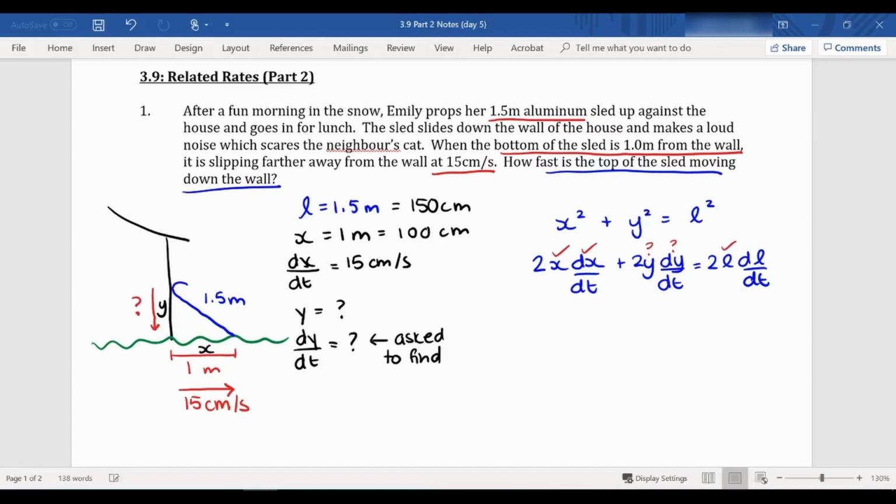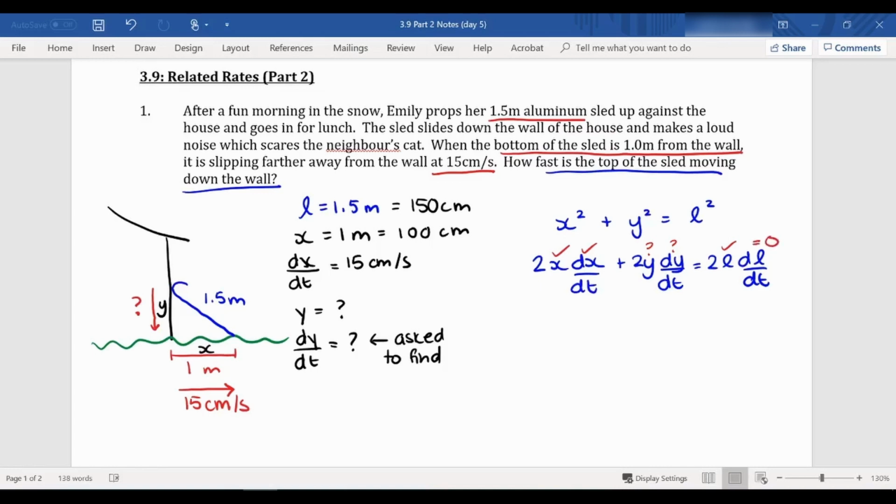I know L, and so my question for you, logically speaking, what would dL dt be? What rate is the length of the sled changing? Well, it's not. The length of the sled is staying the same. So, like we said, if the bottom of the sled moves away from the wall, two things are happening. Either the top of the sled is also sliding down, or my sled is growing, which makes no sense. So, dL dt is equal to 0.